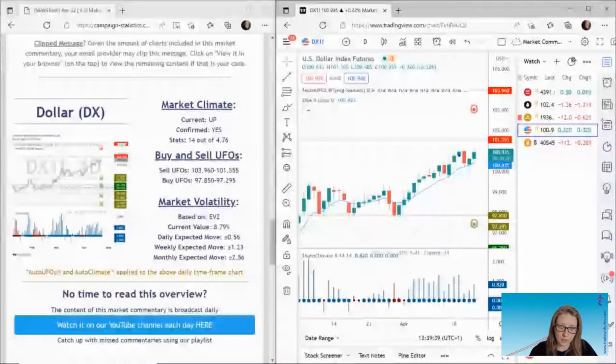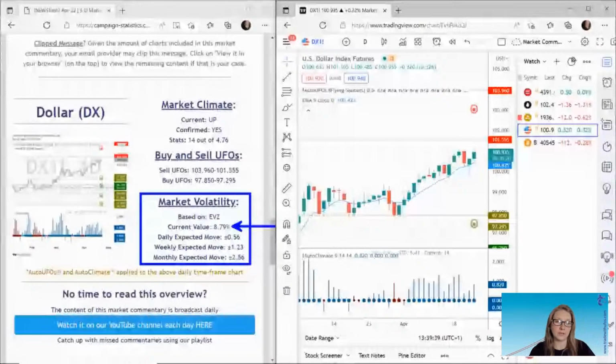So overall, with the US dollar, we still have probability up, but watch out with the sellers that are close by and with the fact that we're overextended. So overall, slight probability up here for the dollar. In terms of volatility, in 1 year, we'd expect movement up or down of 8.79%. So in a day, 0.56 points. In a week, 1.23 points. And in a month, 2.56 points.